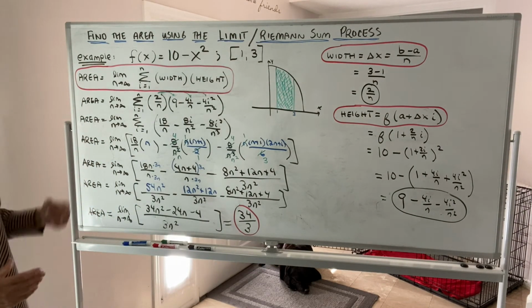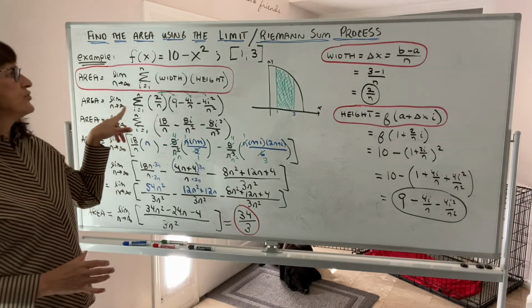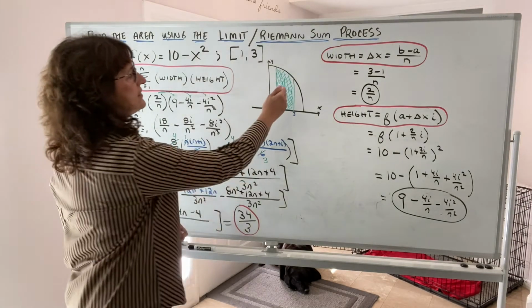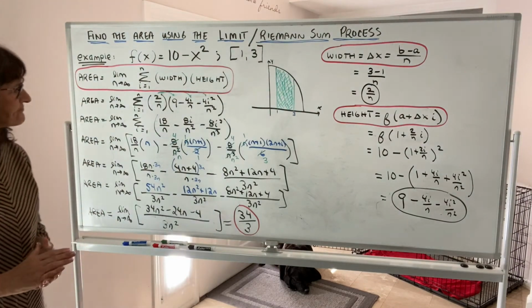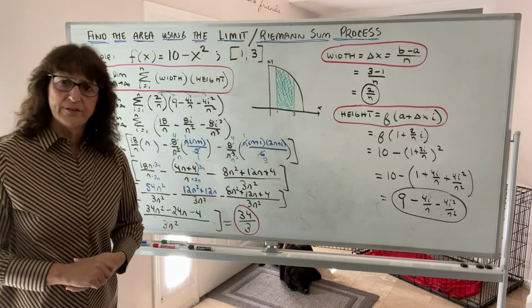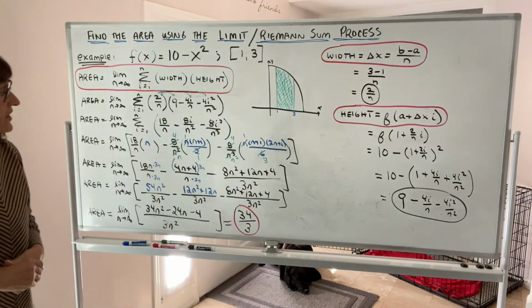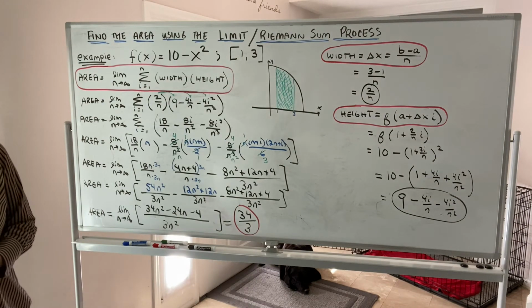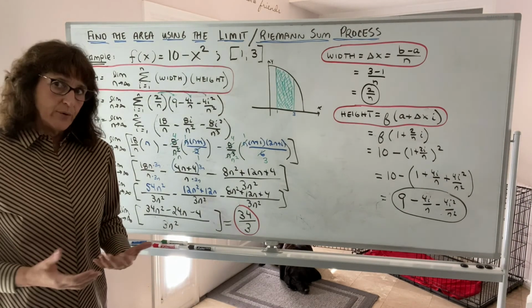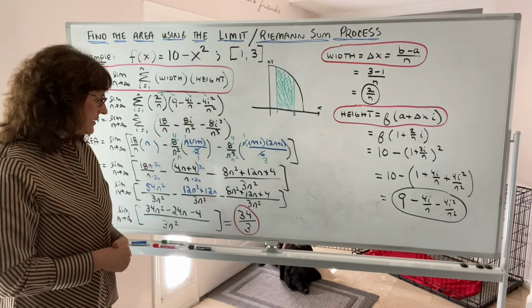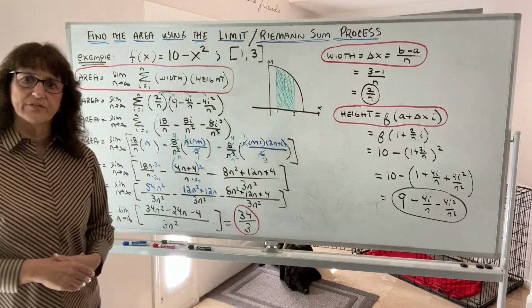This is how you would actually use the limit process, the Riemann sum, to compute the area of an irregular shape. So there's another way to do this later on when you do learn the fundamental theorem of calculus, but for right now, this is a lot of the theory behind why that works. It's so important to just understand the theory behind why all that works as well.